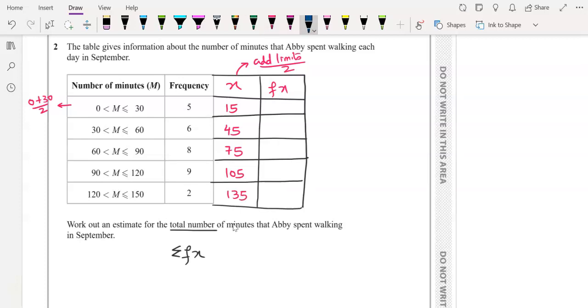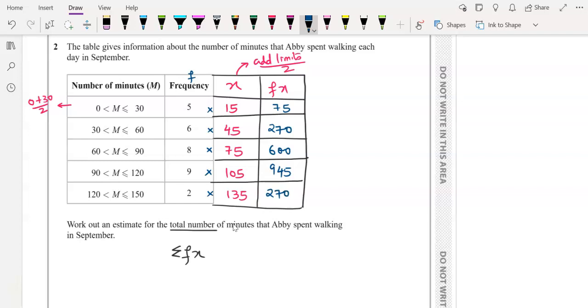Now, to get the value of fx, we need to multiply the frequency with x. So 5 times 15 is 75. 6 times 45 is 270. 75 times 8, that gives you 600. And 105 times 9 will give you 945. And 2 times 135 is 270.